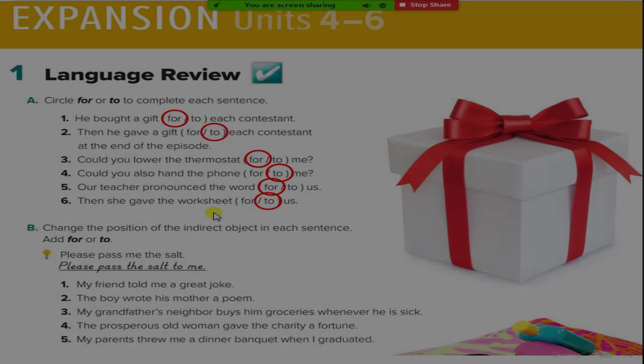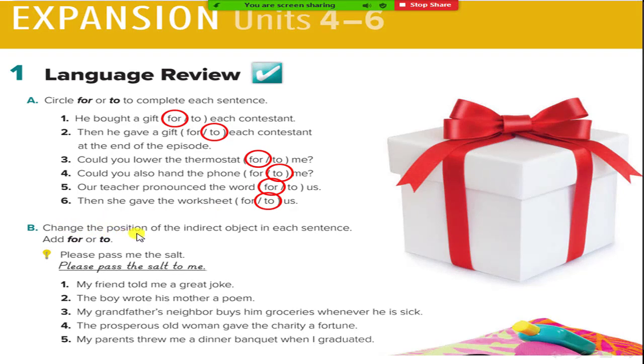Okay. Exercise B. Change the position of the indirect object in each sentence. Add for or to. The example says: please pass me the salt. It becomes: please pass the salt to me. If we put the indirect object at the end, we need to add to or for.